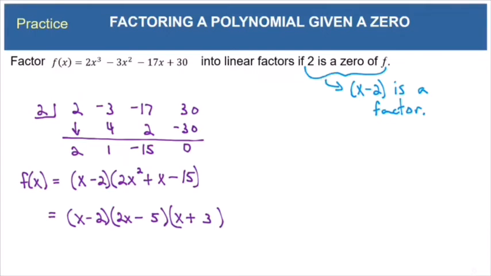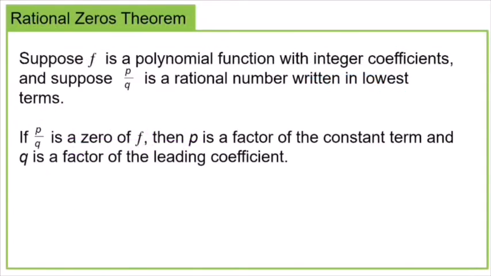So that one's finished. Now let's talk about the rational zeros theorem. Notice that on the last two examples that we did, we would not have been able to start the problem if they had not given us the first zero to work on. So now we're going to find out how we can find our own zeros when one is not given to us.